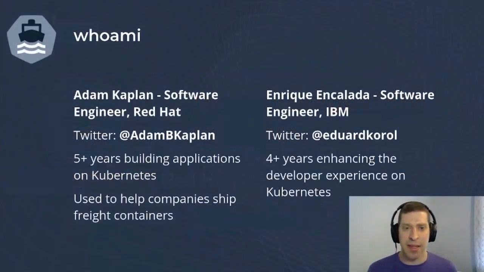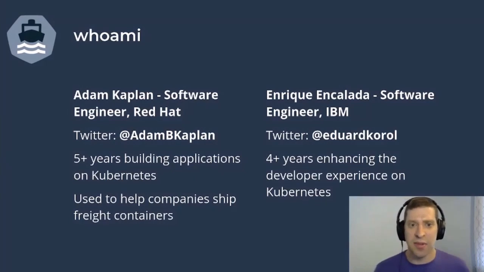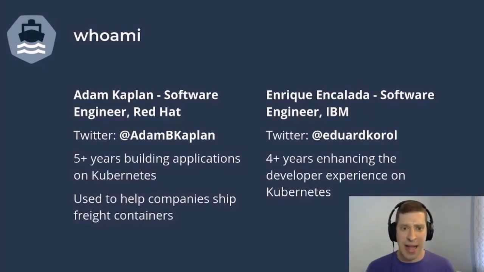My name is Adam Kaplan. I'm a software engineer at Red Hat and a maintainer of Project Shipwright. I've spent the past 5 years building applications on Kubernetes, and before that, I helped companies ship freight containers at a logistics-focused consulting company. With me is Enrique Encalada, a software engineer at IBM and a fellow maintainer of Shipwright. He has spent the past 4 years improving the experience of developers on Kubernetes.